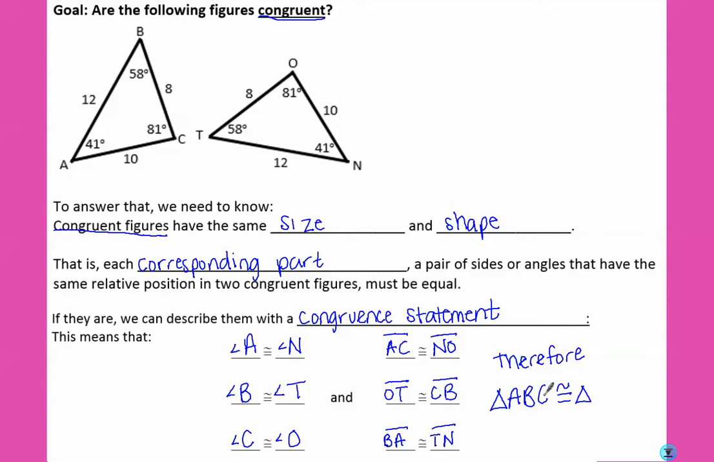Now, when we write the letters for the first triangle, we're not too concerned about the order. When we write the letters for the second triangle, we need to make sure that the parts that are congruent line up. So since angle A and angle N are congruent, since A was first here, N needs to be first in the congruent statement. B was congruent to T, so T will come second. And C was third, and it's congruent to angle O, so O will come third.